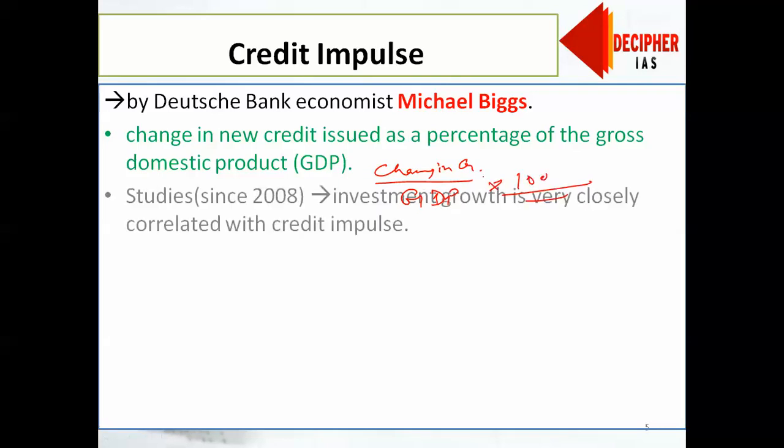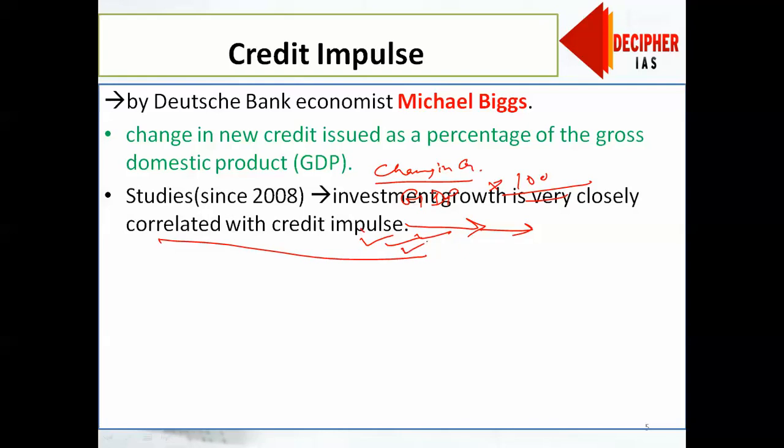So studies since 2008 have shown that investment growth is very closely correlated with credit impulse. It's kind of speed in real life. That is, the more the credit given, the more the rise in the percentage or the credit impulse, the more the investment growth, because more money is being pumped into the industries and services and agriculture.